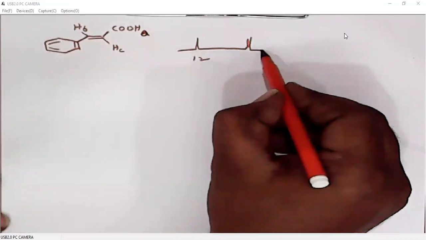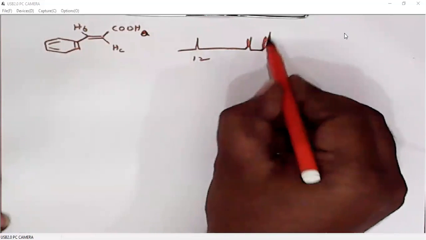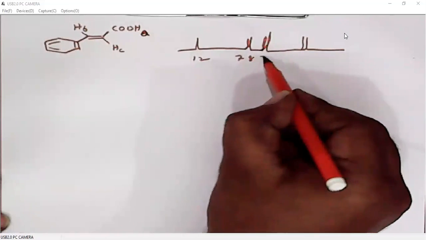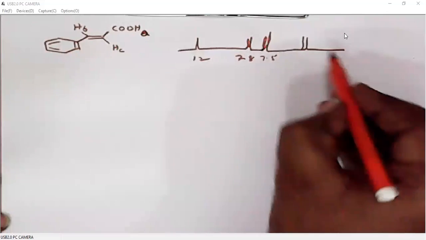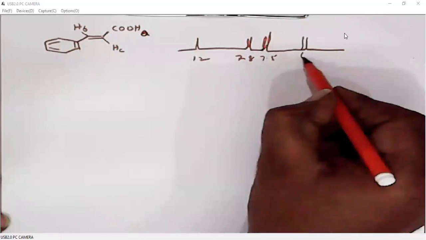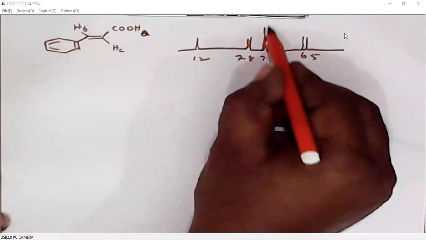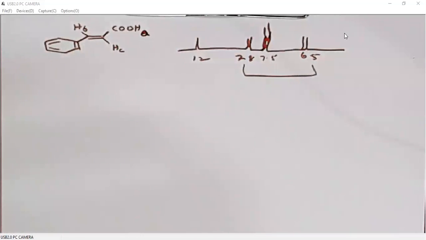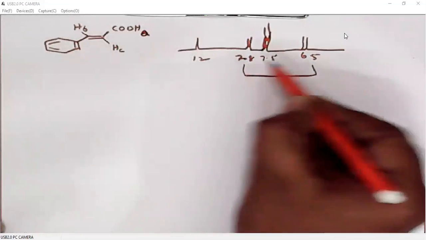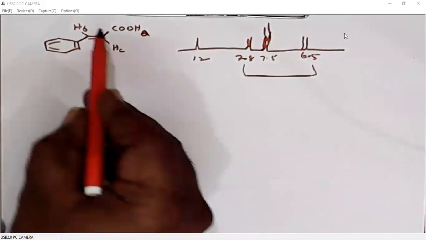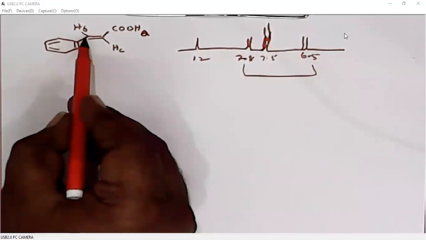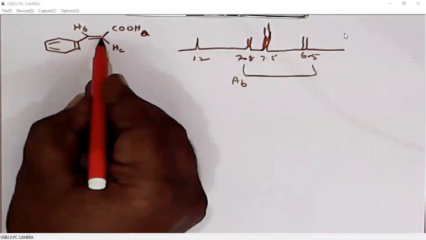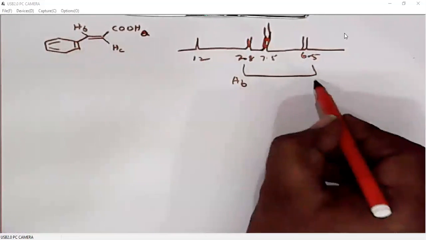So this is 7.8, 7.5. Oh, sorry. These two are for the aromatic system. These two are for alkenes, 7.8 and 6.5. Because electron density is very low here, we expect a high delta. So this is Hb. Electron density is high here, so we expect a lower delta. This is Hc.